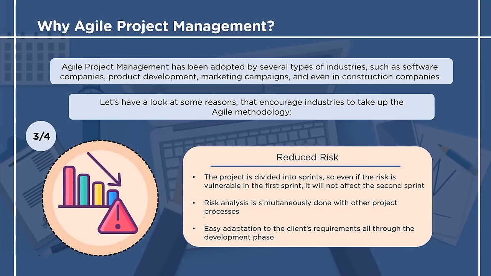The third reason is reduced risk. Since the project is divided into sprints, if a risk affects one sprint, it doesn't mean the whole project will be at risk. The process of risk analysis continues to take place with all the other processes.